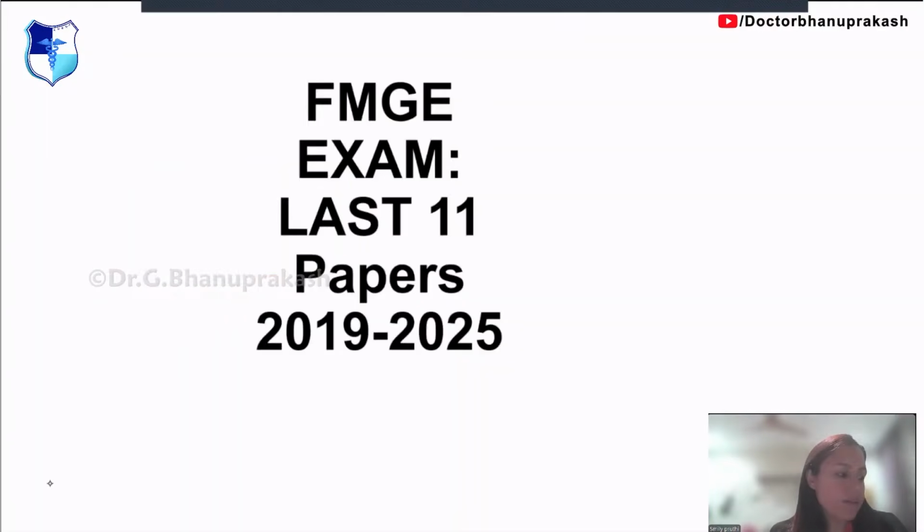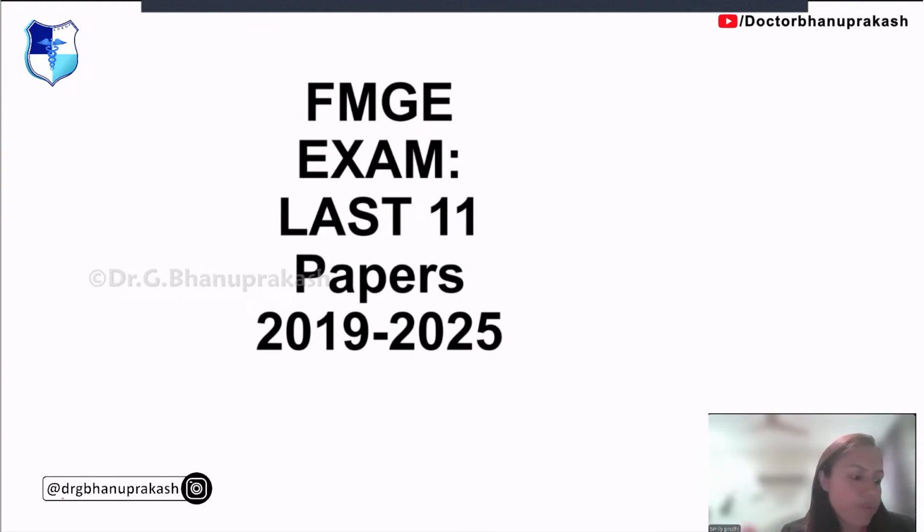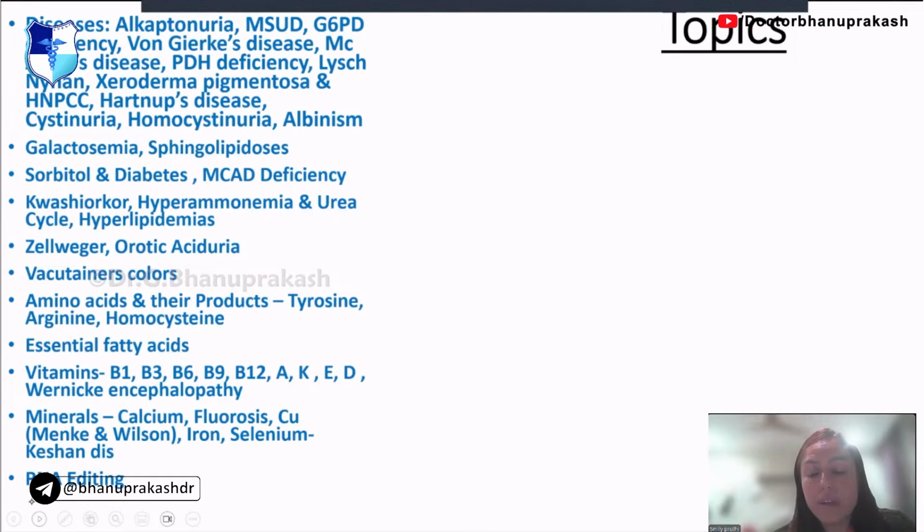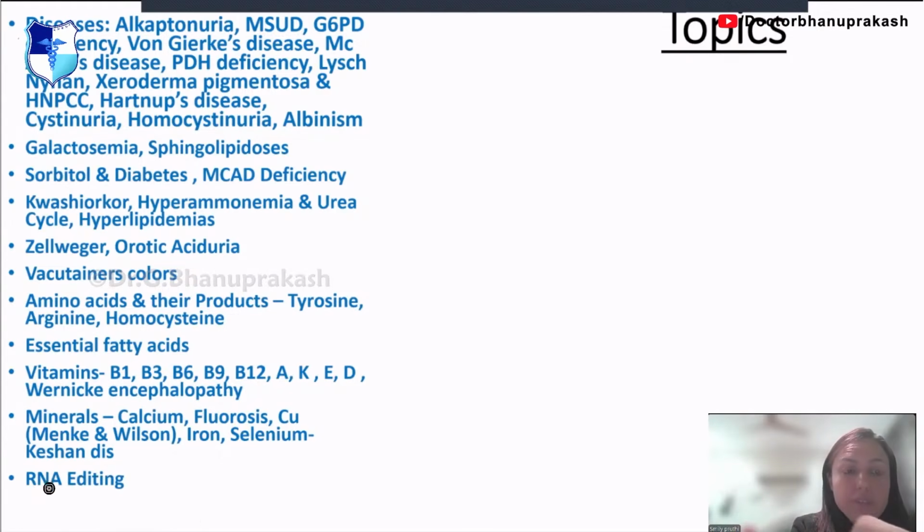Okay, so I have selected the last 11 papers, 2019 to 2025. On one slide, I'll be telling you the topics which are frequently asked in these last 11 papers, around 5 years of your last FMG exams. So, diseases.